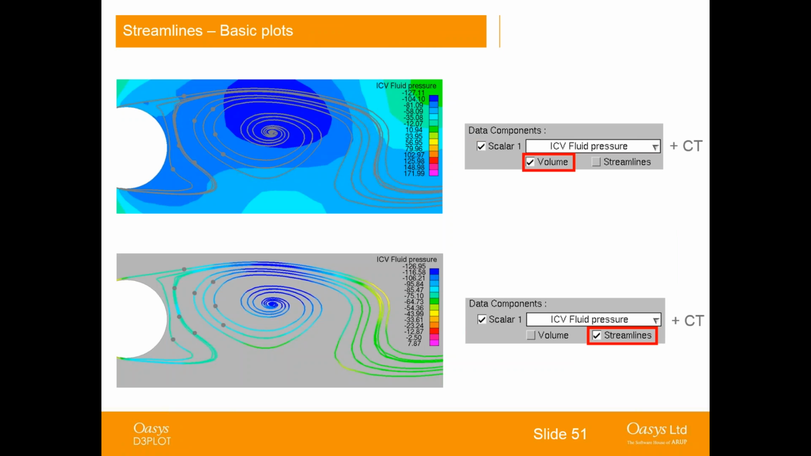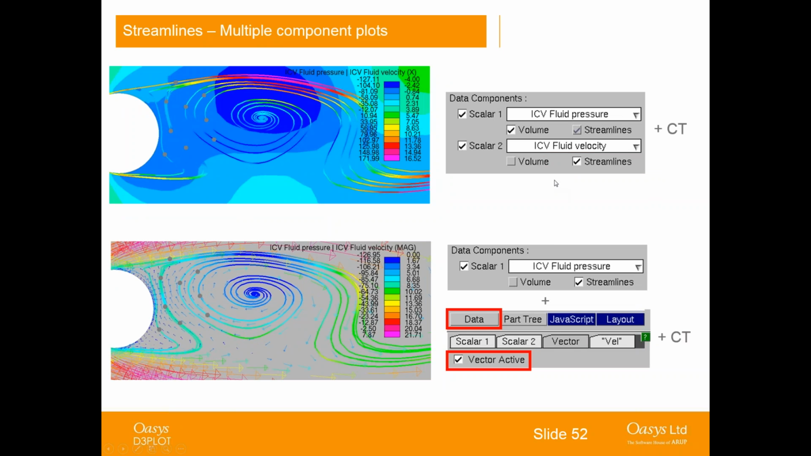Again, this is just showing you the different types of plots that we can achieve. We can have fluid pressure with the volume, or fluid pressure with streamlines. We can also have 2 different scalars and the streamlines plotted. And we can also have the vector, so a vector would be, let's say, a velocity plot. This particular image has a lot of information on it. It's quite graphically effective. You can see what's going on here.